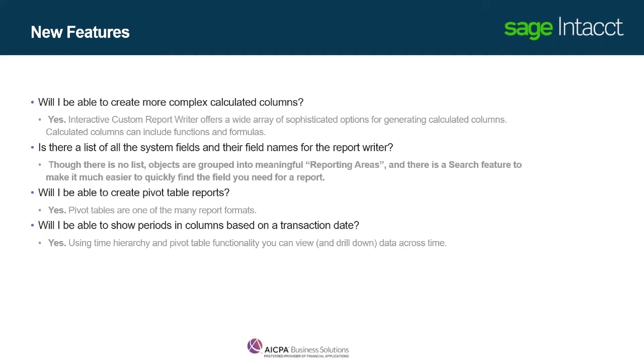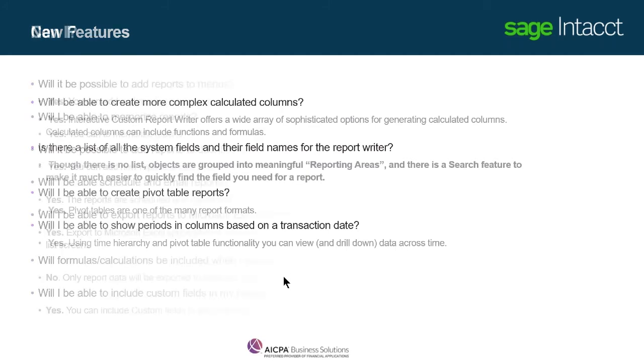Is there a list of the system fields? There is. When you create a new report, you can look at the reporting area, and we have detailed out what's in each reporting area. So if you struggled or got frustrated with trying to figure out where the data was and which data library it resided in, we've fixed that in ICRW, so now you can see what's in that reporting table. Will you be able to show periods and columns based on a transaction date?